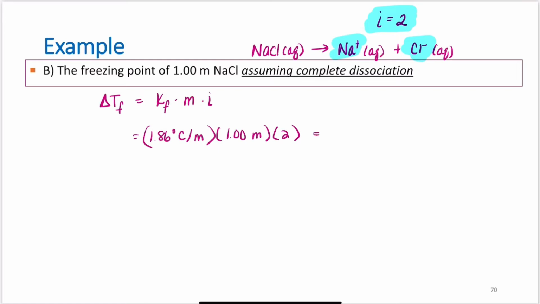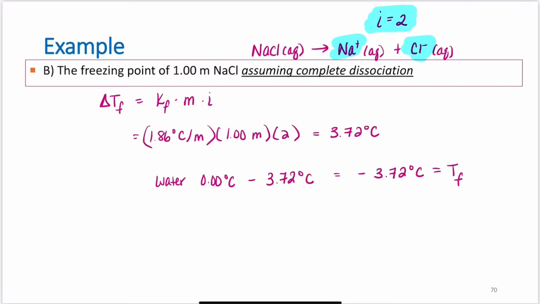This gives me an overall answer of 3.72 degrees C, but again, that is not the freezing point. That is the change in freezing point. I know water freezes at 0.00 degrees C, so I subtract 3.72 degrees C because it's freezing point depression. If it was boiling point, I would add that. I get negative 3.72 degrees C as the final temperature, and that is the freezing point of the system.